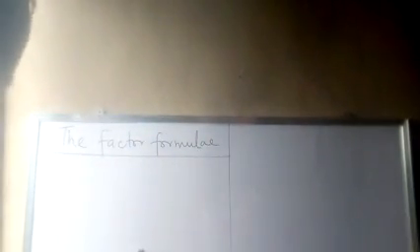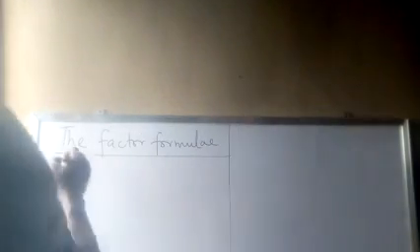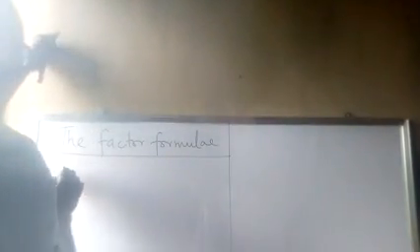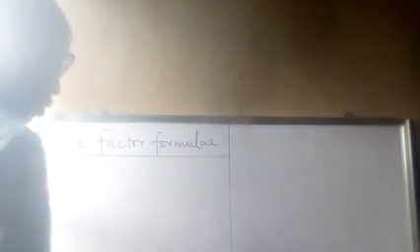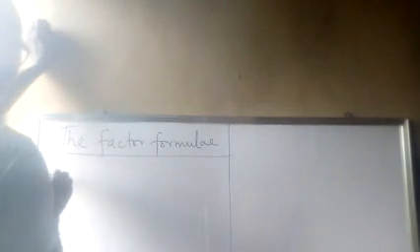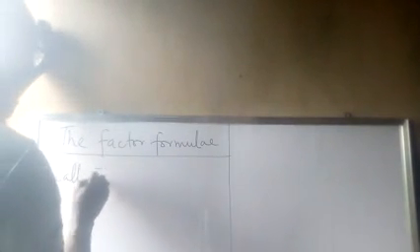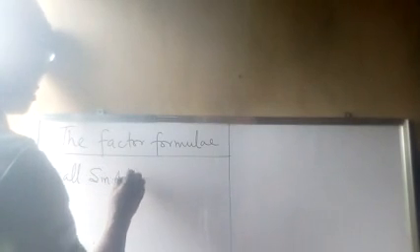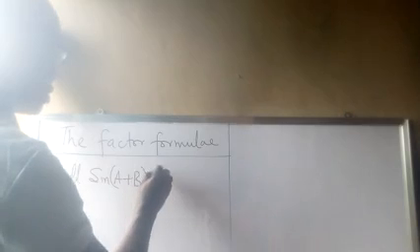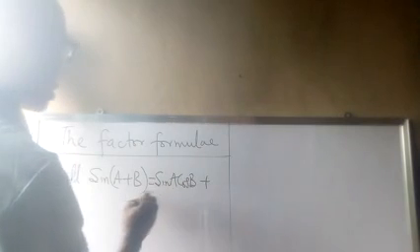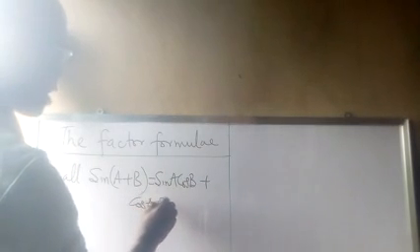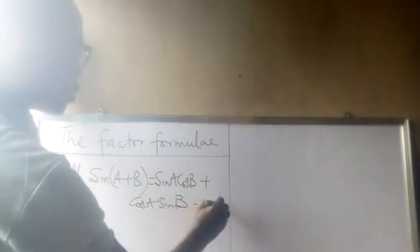Let's start from our previous knowledge of multiple and submultiple angle formulas, as well as the addition formula. We know that sine (A plus B) is equal to sine A cos B plus cos A sine B. So let's call that equation 1.